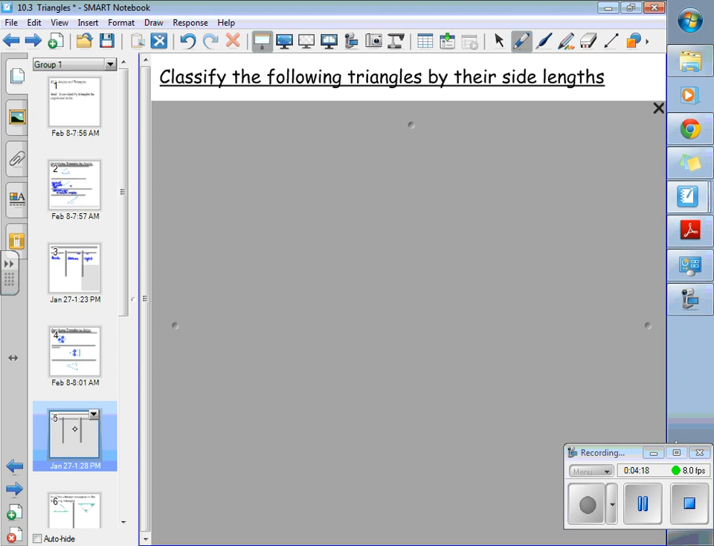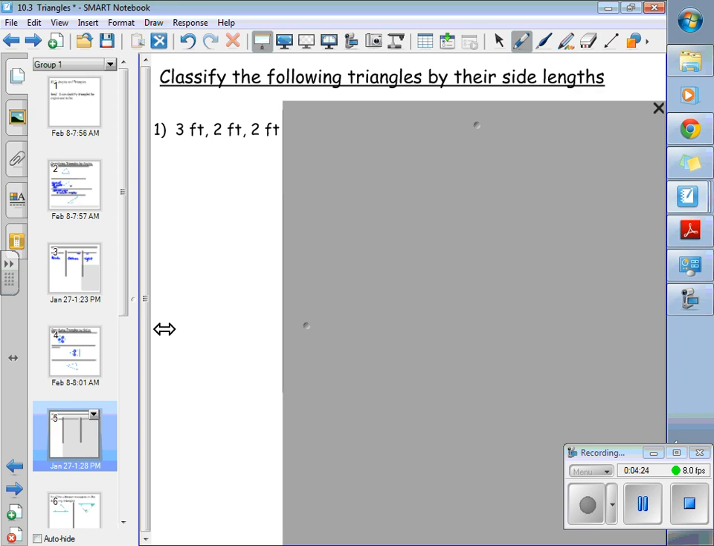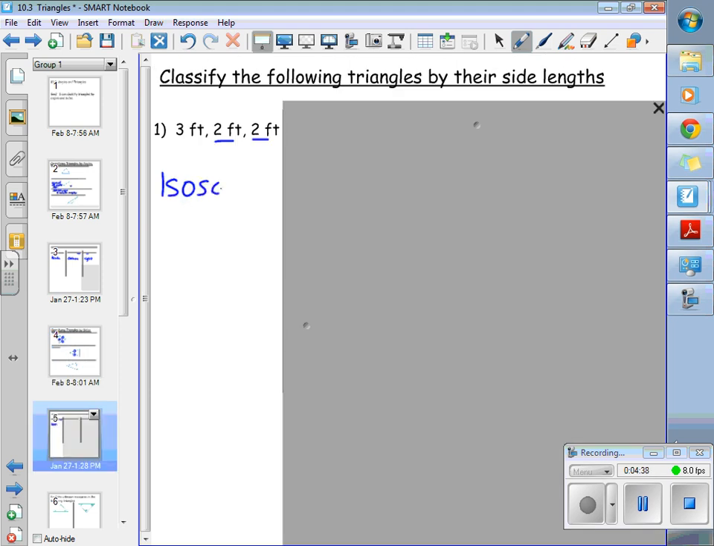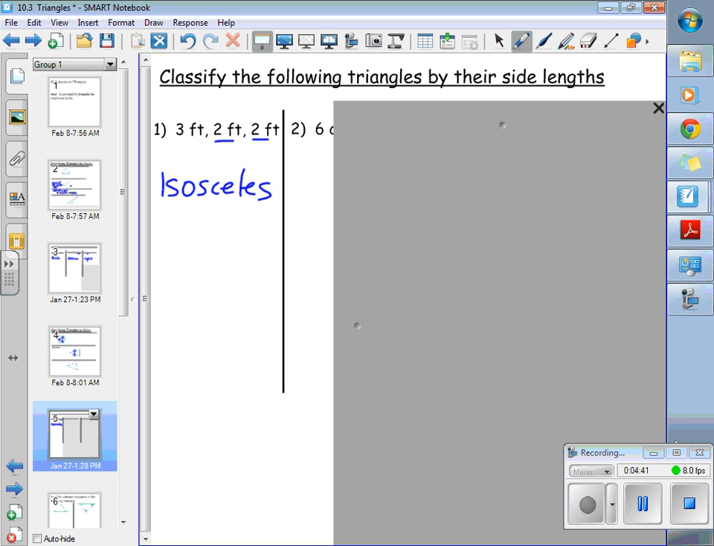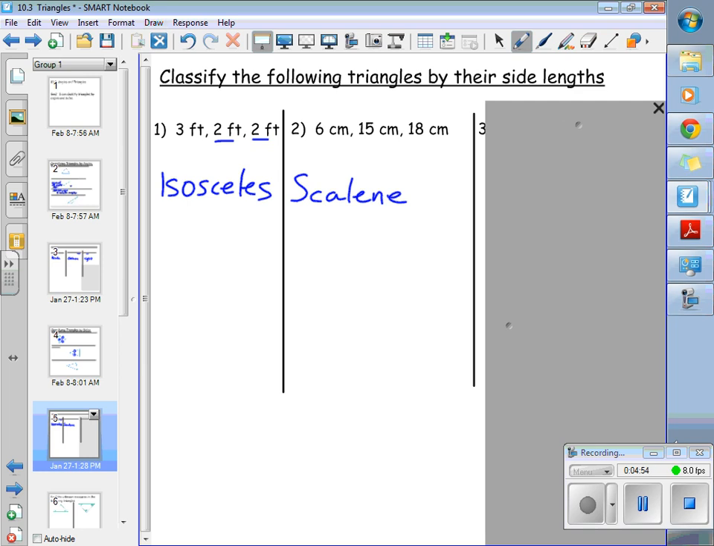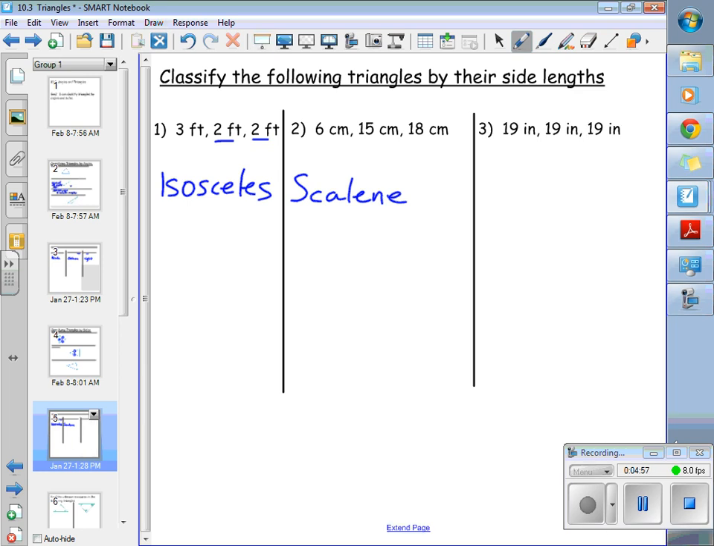All right, moving on. We're going to classify these triangles by their side lengths. So we have 3 feet, 2 feet, and 2 feet tells us that this is isosceles. I-S-O, let's check the spelling on that, I-S-O-S-C-E-L-E-S. And we have 6 centimeters, 15 centimeters, and 18 centimeters. This is scalene. And last, we have 19, 19, and 19, equilateral.